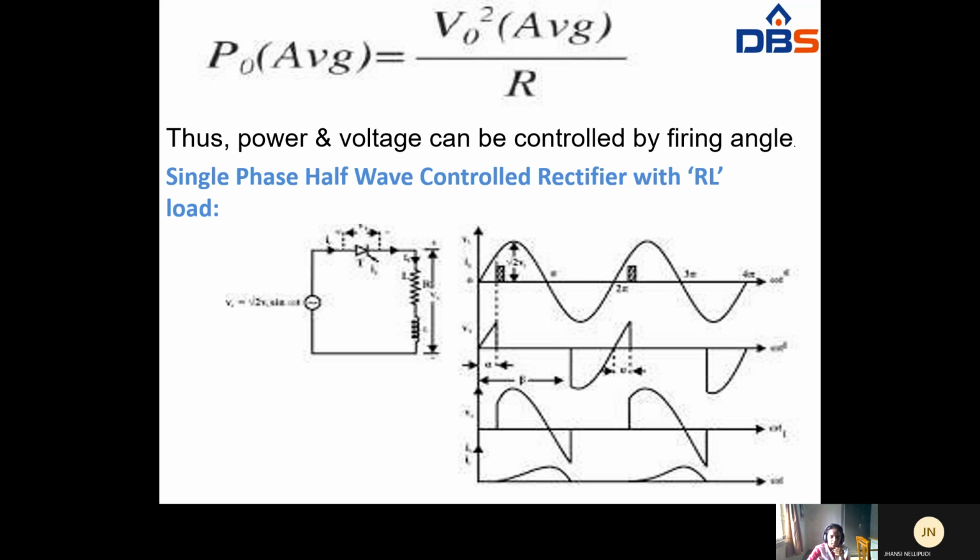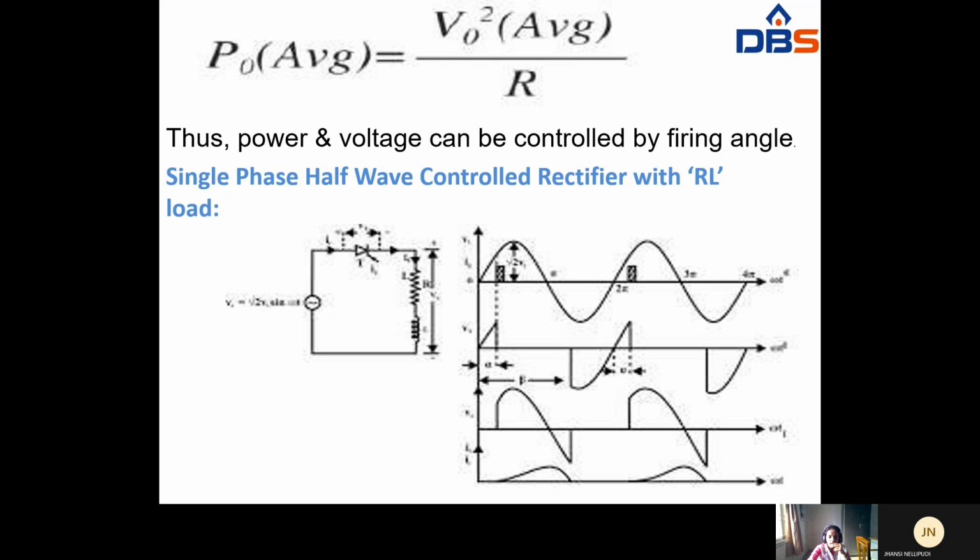In the above case, we discussed the single phase half wave rectifier with R load. But here we are connecting inductance, a combination of resistance and inductance. So this AC supply will be connected to a thyristor, and this thyristor will be connected to a load of resistance and inductor. Here we are taking a sine wave as the input.